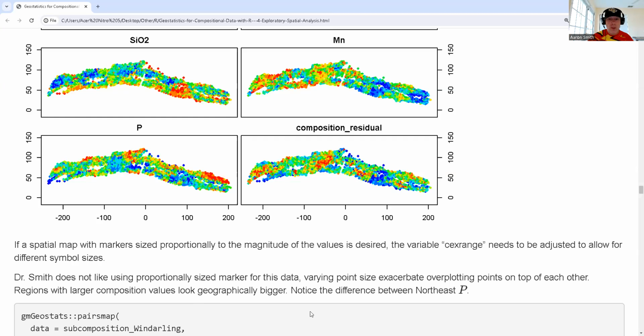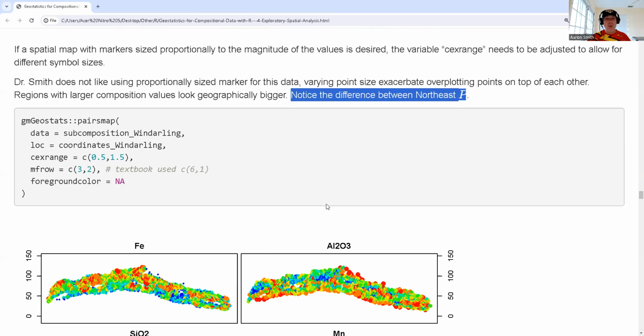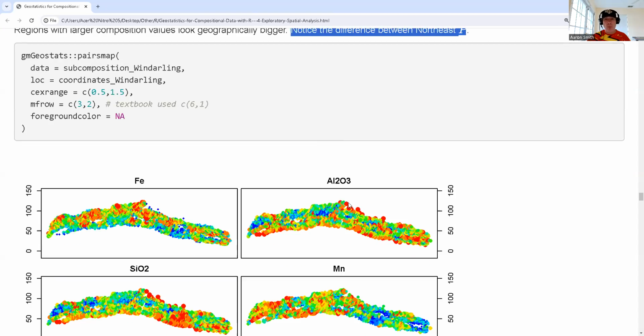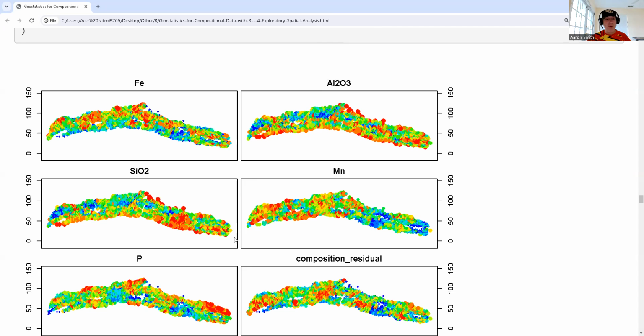So I'm going to use the technique in a moment, and you'll notice the difference in the northeast section of P. So if I look here, notice that it's pretty intense. But then things drop off as we move southward from there. If I scroll down, now here I'm changing the size. Look how big the dots that are red here are. They're pretty massive. And so this makes that intense region look much bigger than it really is on the map.